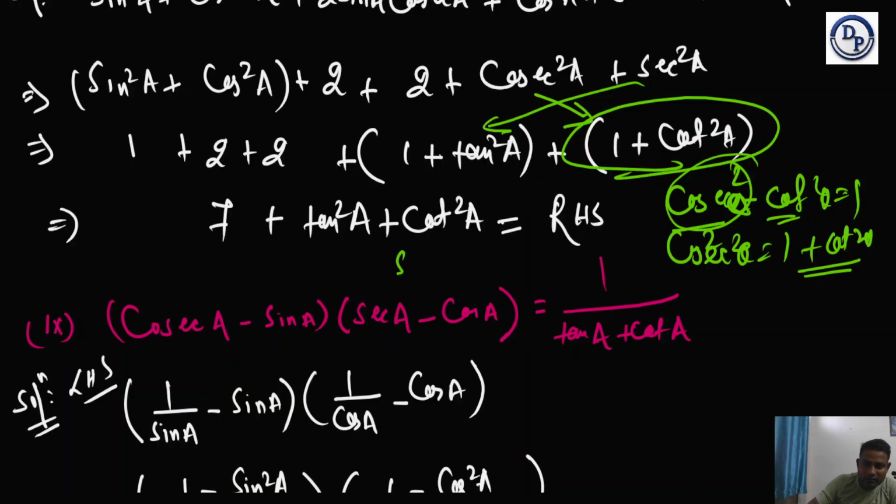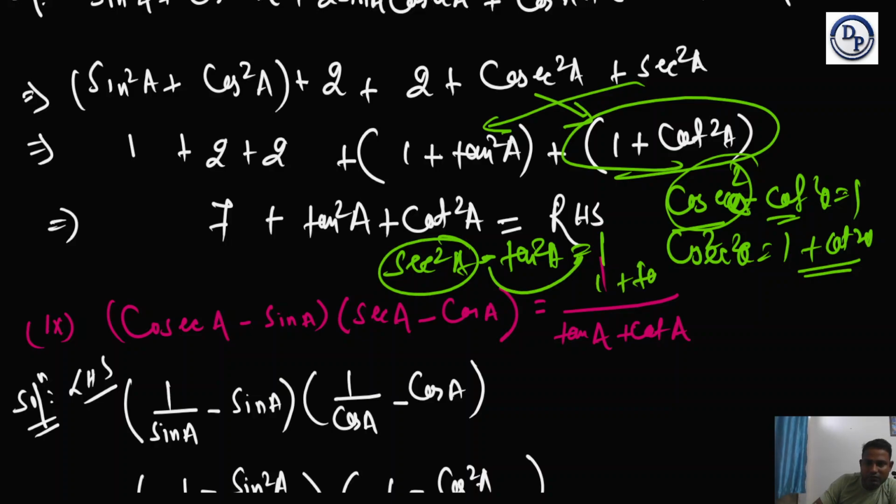What I did, we know that sec square A minus tan square A gives us 1. So in the place of sec square A, I can write: tan square goes this side and becomes plus. So it becomes 1 plus tan square A. So I have written this 1 plus tan square A here only. Hope you understood this. So now this is what I have written here.